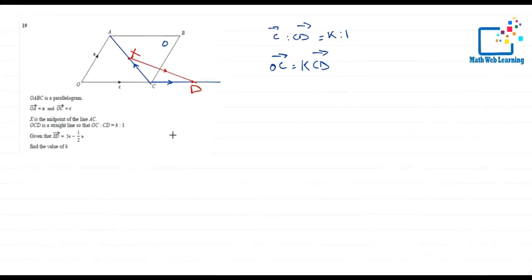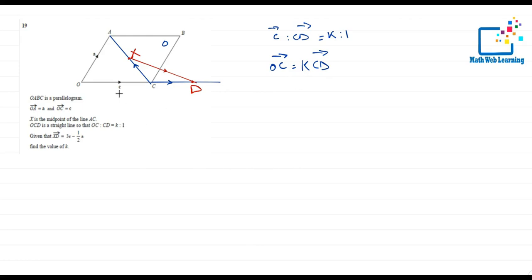All right, question 19 is a question on vectors. I went ahead and plotted the point D so that we can have a look at this relationship here between O to C and C to D, and that relationship is written here as an equation: O to C equals k times C to D. What does this equation mean to us? It means basically that the two vectors O to C and C to D are parallel to each other. All right, that's very important.